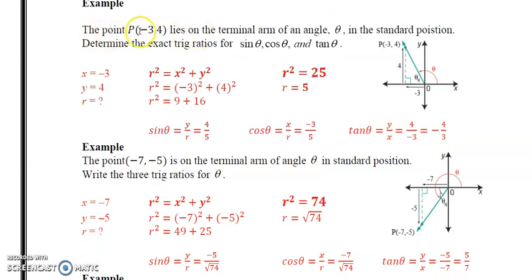So, for example, we have a point P, negative 3, 4, that lies on the terminal arm of angle A in standard position. Determine the exact ratio values for sine, cos, and tan.